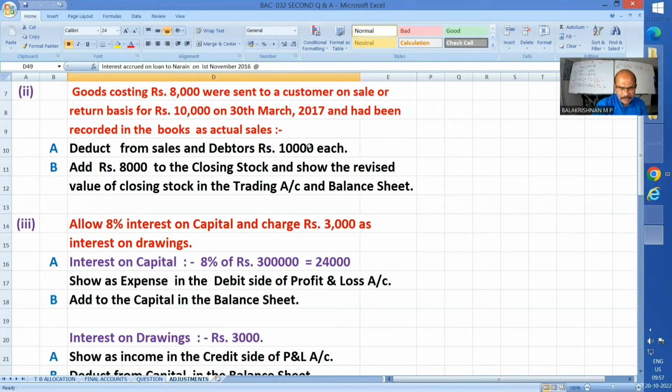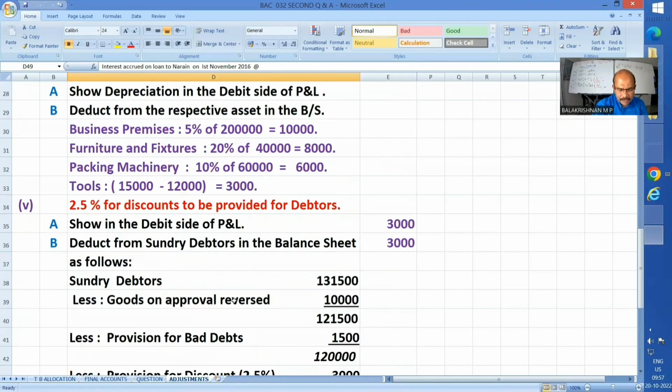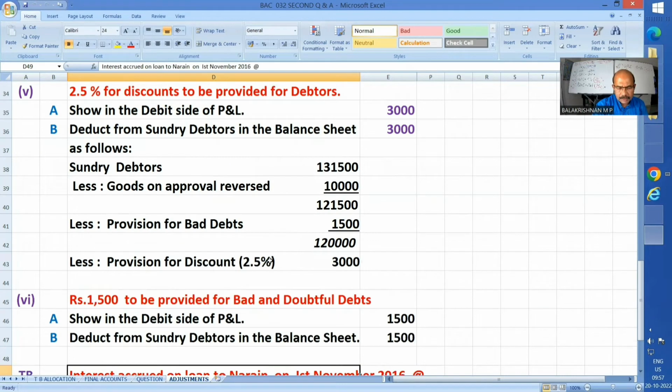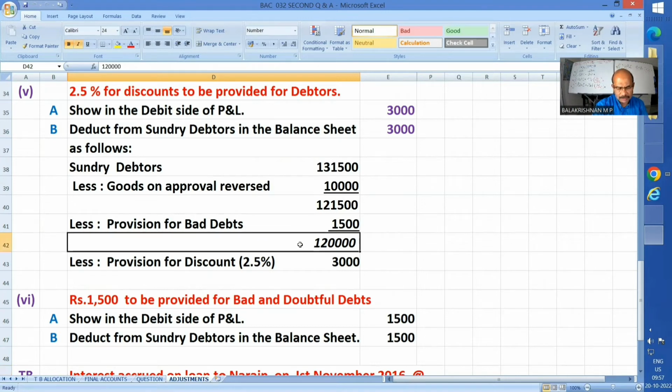Deduct from debtors rupees 10,000. Yes, that I am deducting, and this is my debtors now. On that, 1,500 provision for bad debts I am deducting, and this 1,20,000 is my strong debtors. They are only entitled for discount if at all I offer discount. Well, I am providing 2.5% provision for discount. That comes to 3,000. So in the debit side of profit and loss account, this 3,000 and deduct like this.